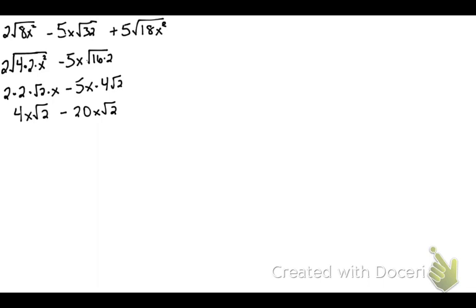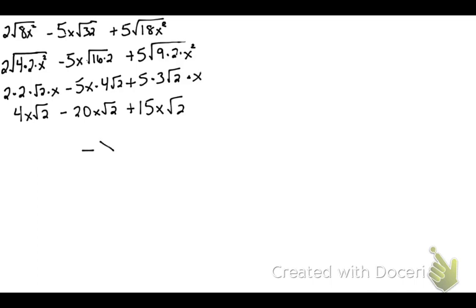Now our third term, plus 5 times the square root of 9 times 2 times x squared. But the square root of 9 is 3, times the square root of 2 times x. Cleaning it up, 15x root 2. And now we can see that these are all like terms. And 4x minus 20x is negative 16x, plus 15 happens to be negative 1x times the square root of 2.